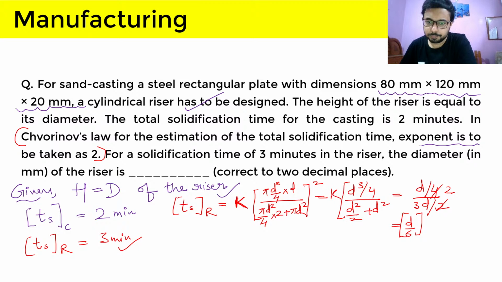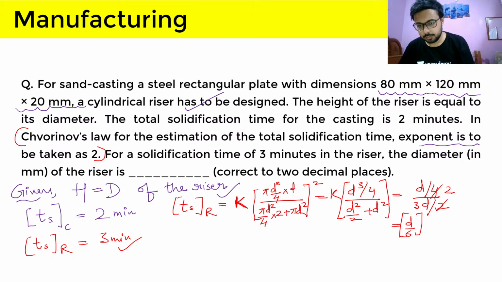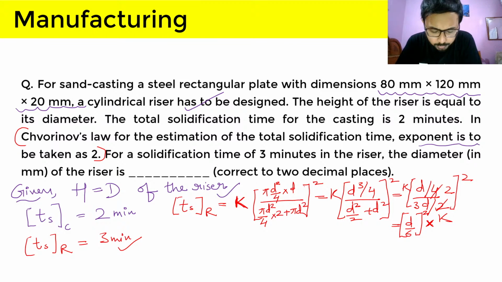So you can just remember, it is better to remember that whenever height and diameter of a normal cylindrical shape is equal, their V by A ratio is coming out as d by 6 or r by 3. So just remember that, and you can save this much time of calculating V by A there. I have discussed this before, and I have already informed you about that.